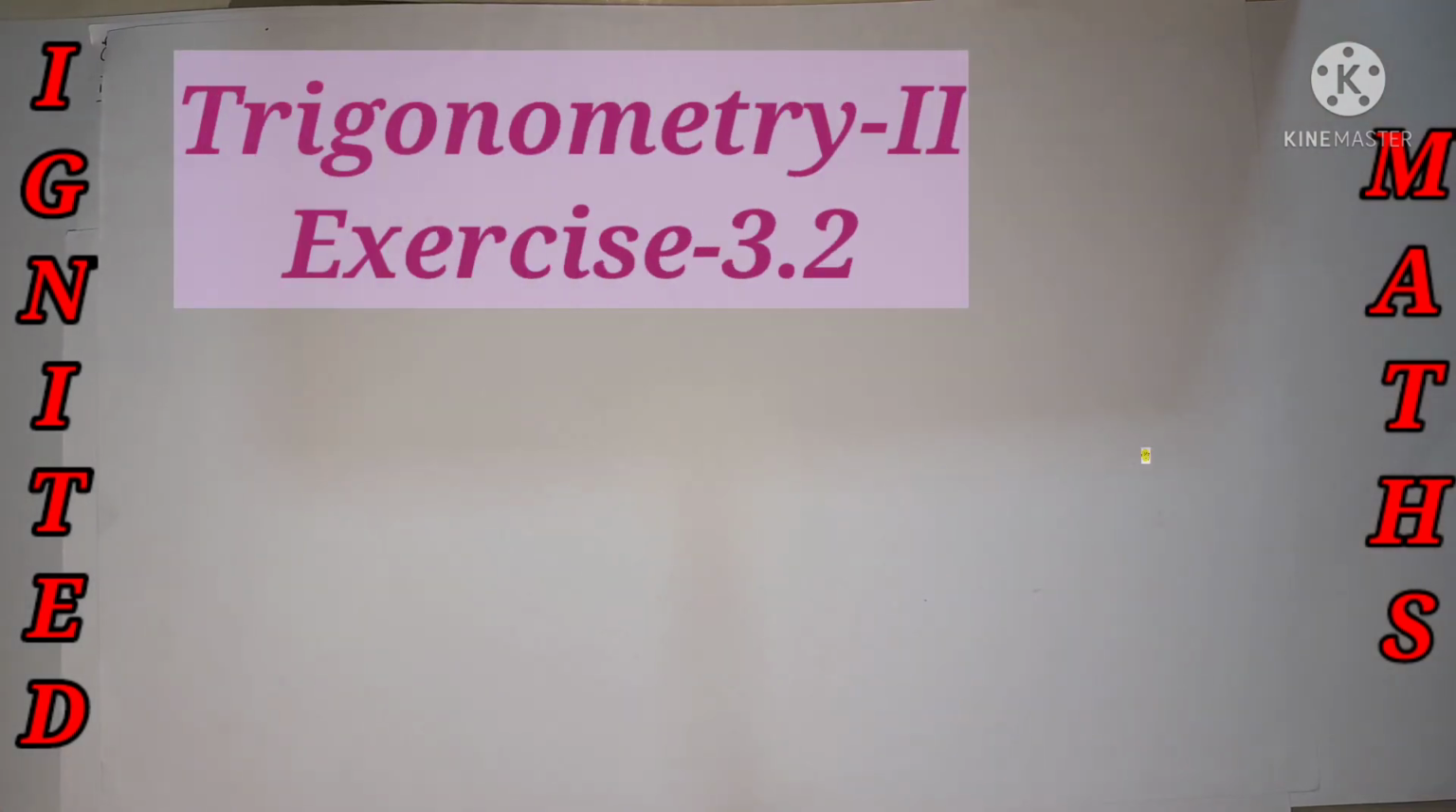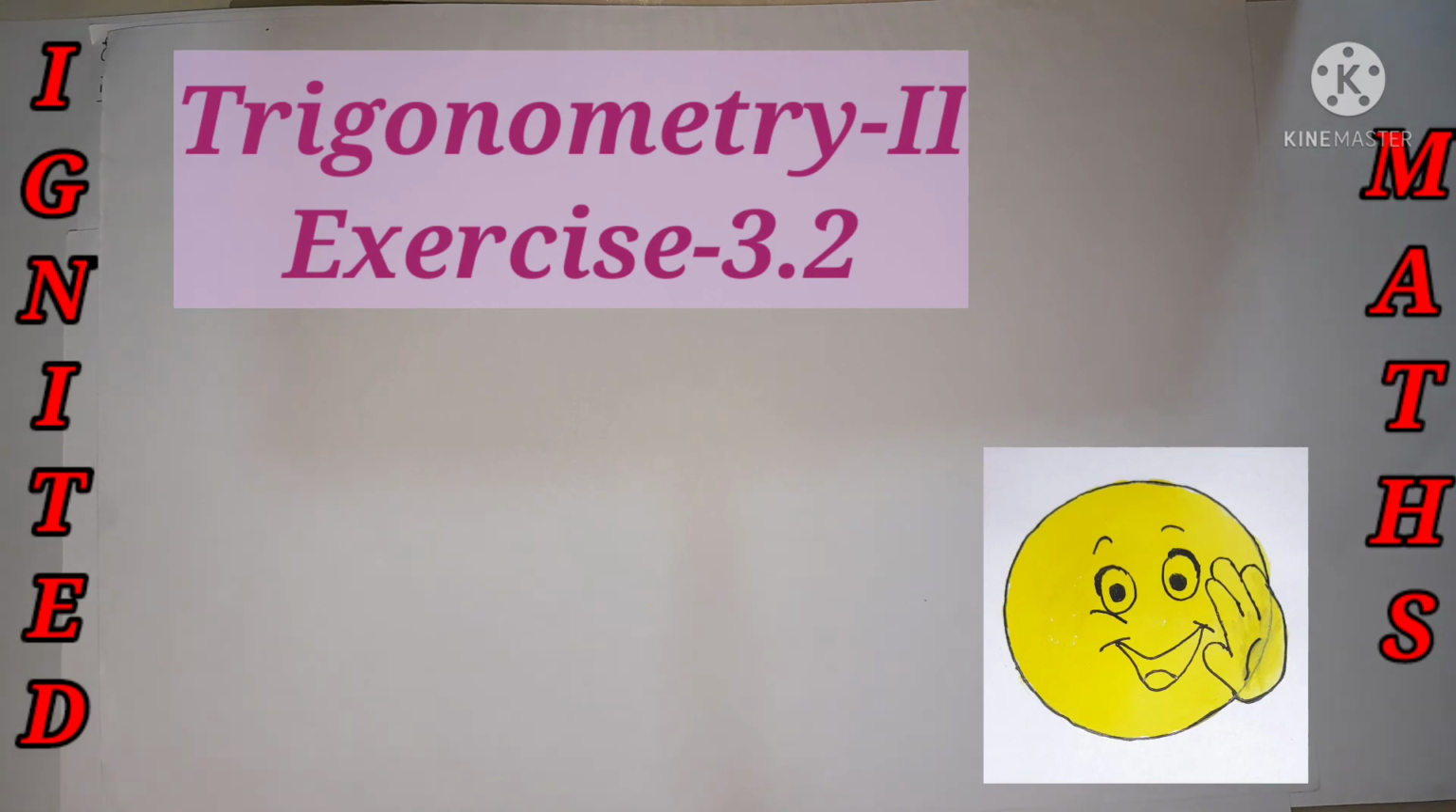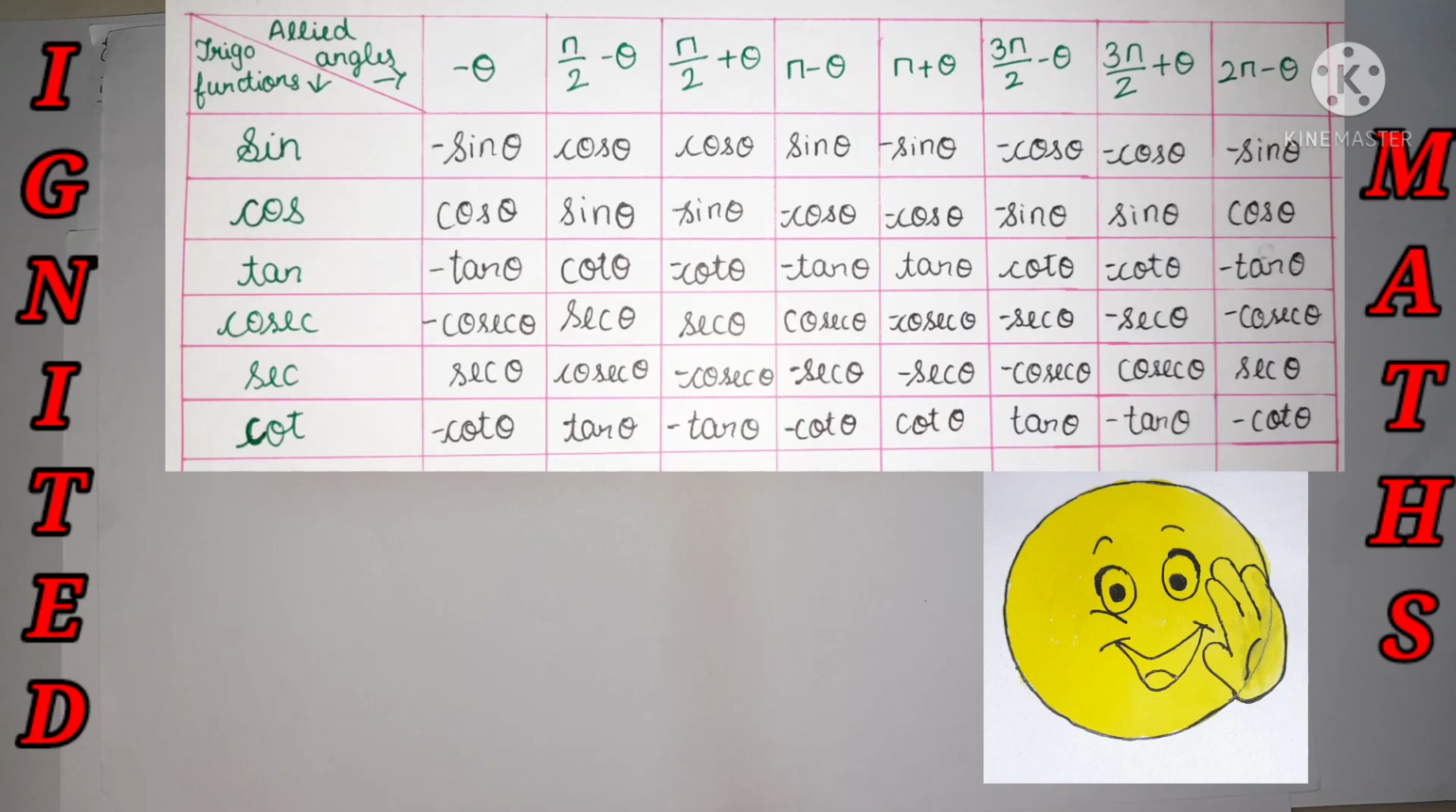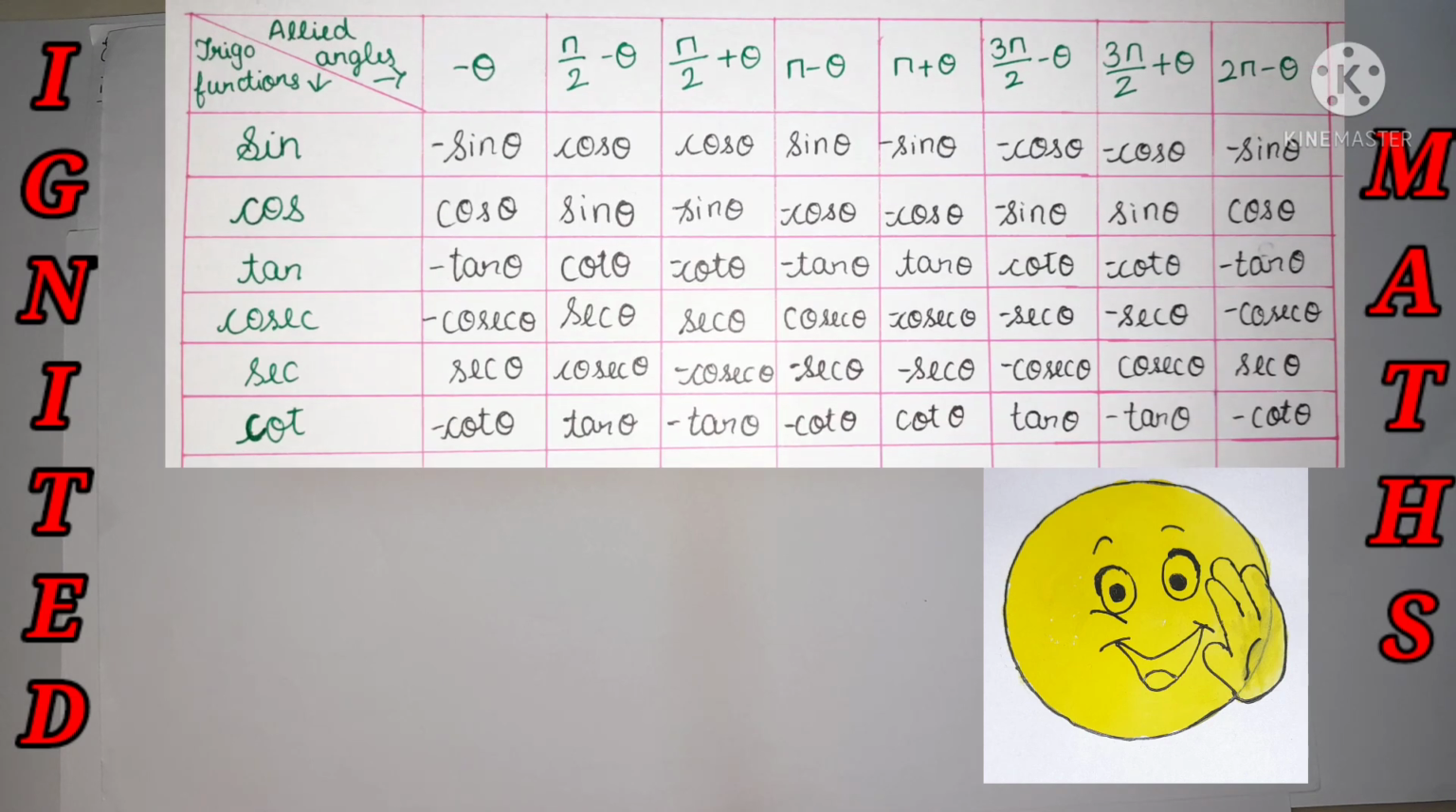We have come across exercise 3.1 with lots of sums, lots of examples, and lots of formulas. Yes, now before moving to exercise 3.2, here is a short recap, in which exercise 3.2 is completely based on the trigonometric functions of the allied angles.